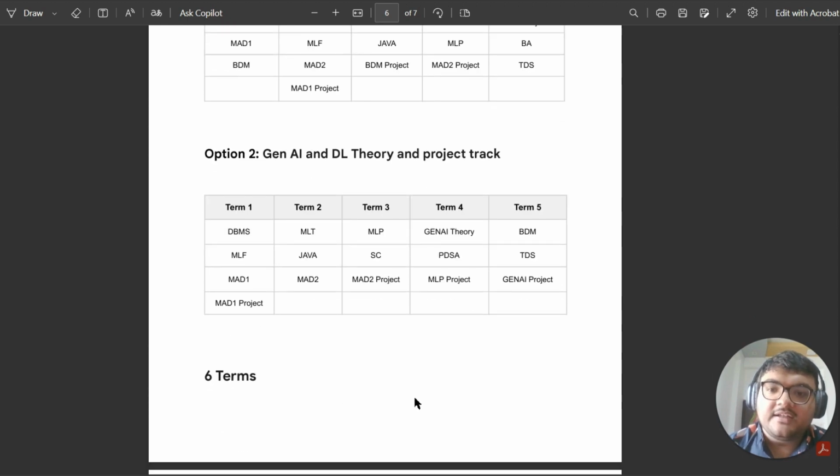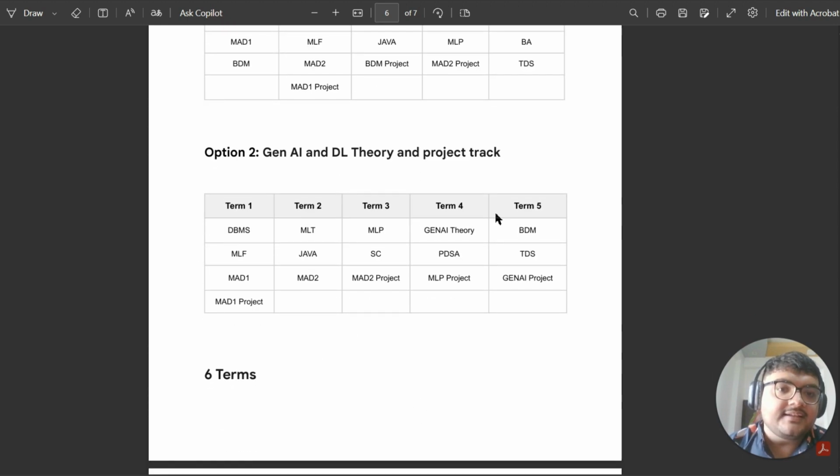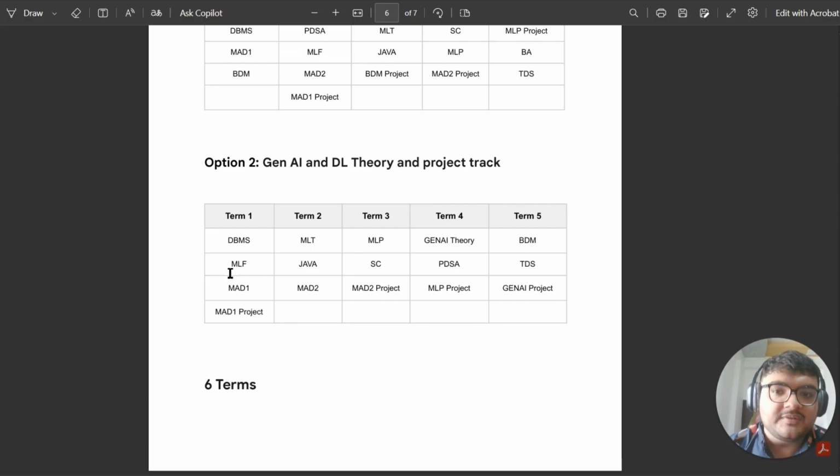So subjects are separated, and in this, as I said, the problem is that there are prerequisites and co-requisites. So DBMS, MLF, MAD 1, MAD 1 project. Why didn't I take the MAD 2 project in the next term? Because the problem is that MLT, Java and MAT2 are there. So it's a really heavy term, and MAD 1 and the MAD 1 project are pretty much doable.